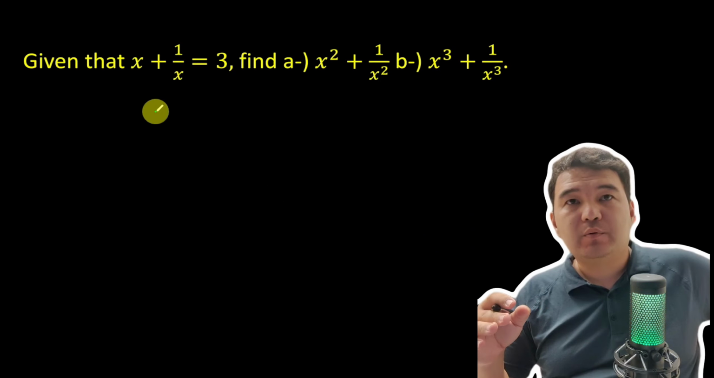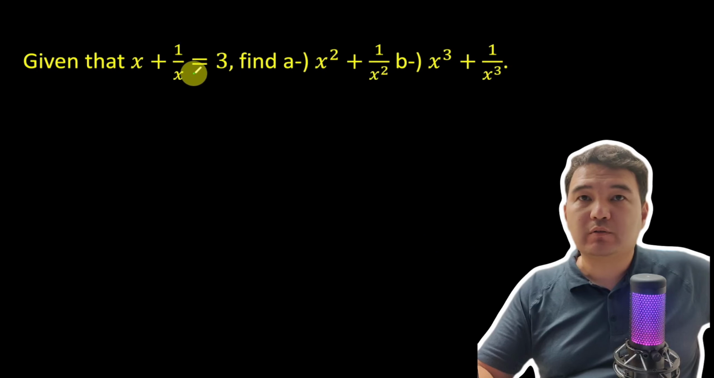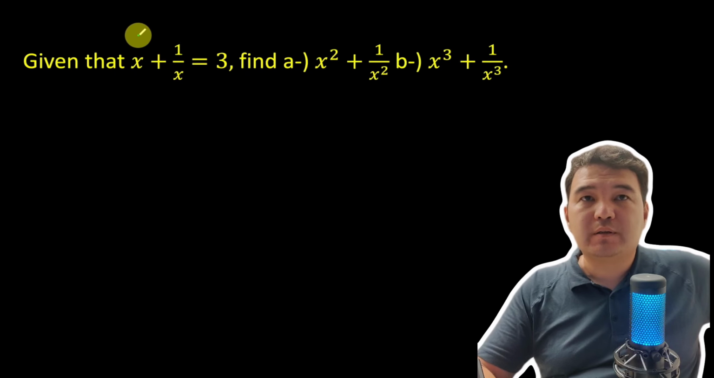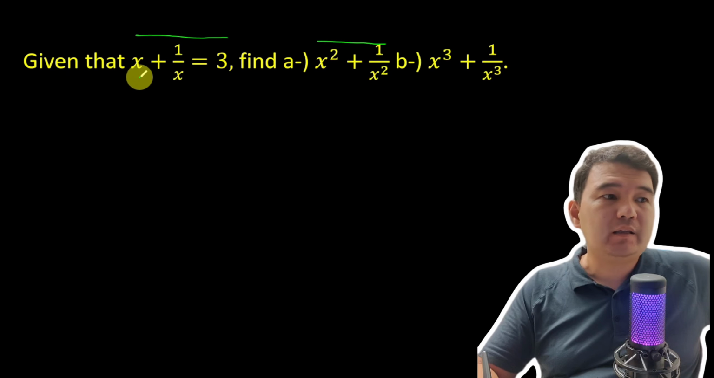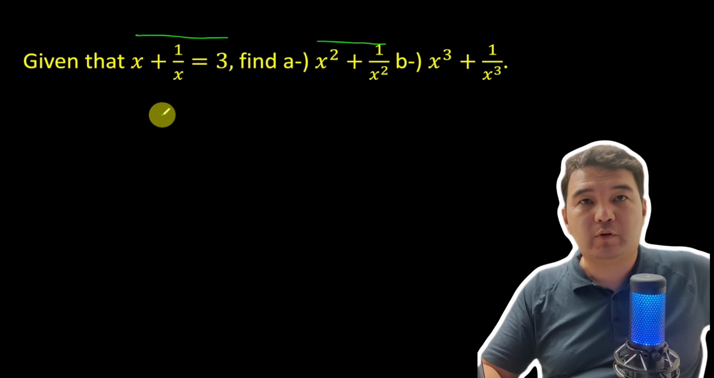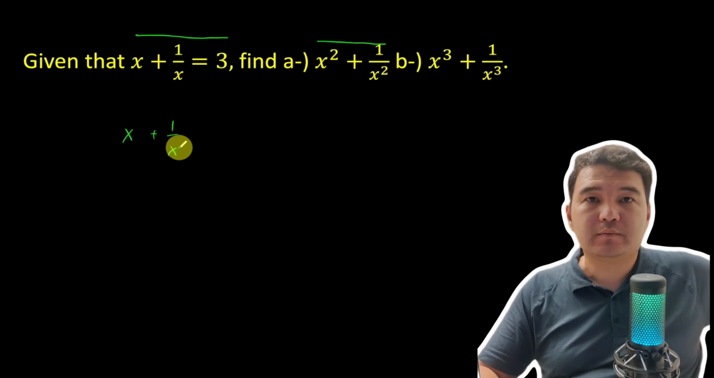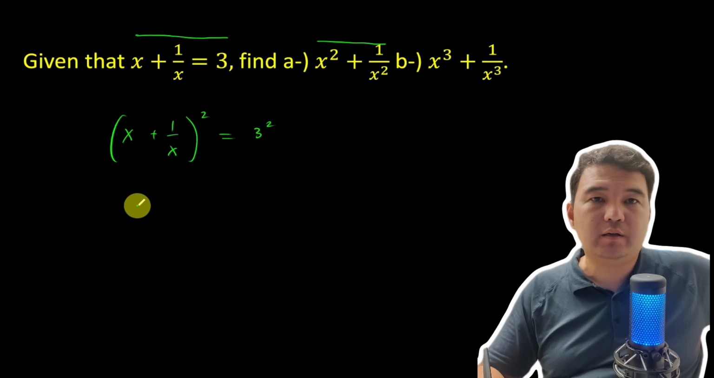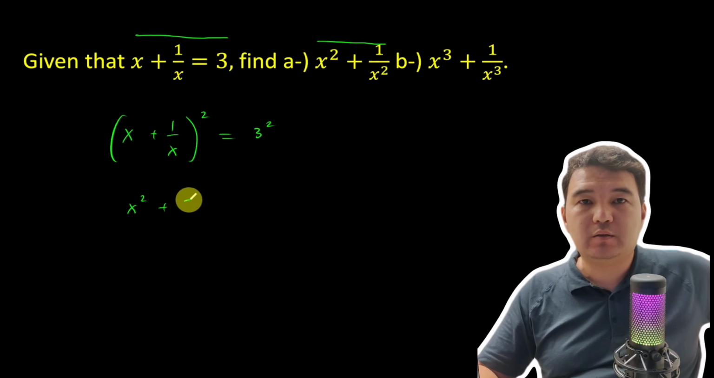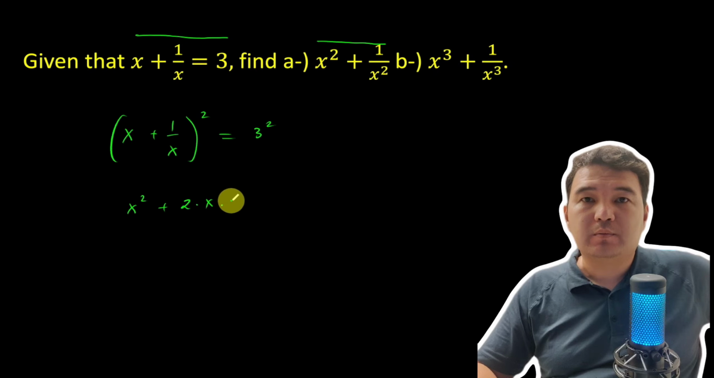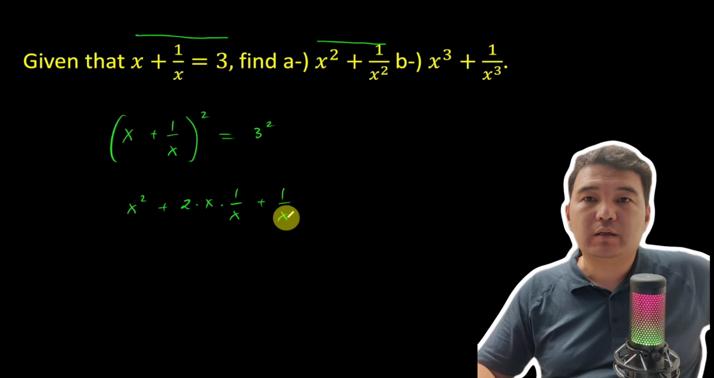Next, we have a classic type of problem where we are given x plus 1 over x is equal to some number, and we want to find the powers of that. For example, with this one, if I want to find x² plus 1 over x², I need to take the square of this expression on both sides. The square is equal to 3 squared, so that's 9. And if you open this, that's the (a + b)² formula. So basically x² plus 2 times x multiplied by 1 over x plus 1 over x² is going to be equal to 9.